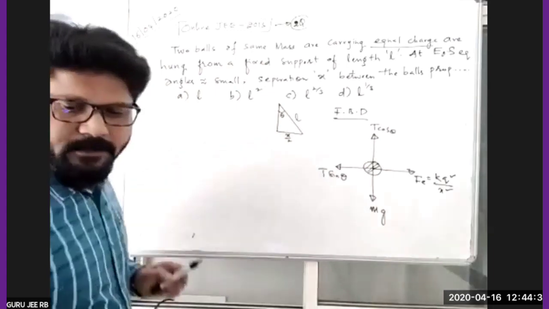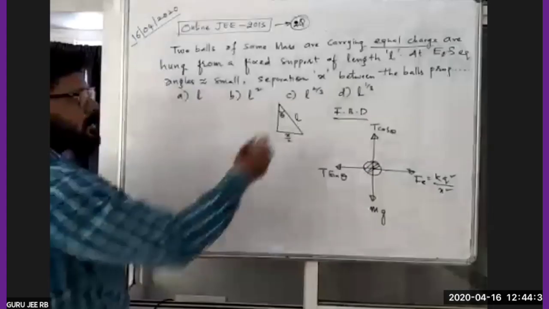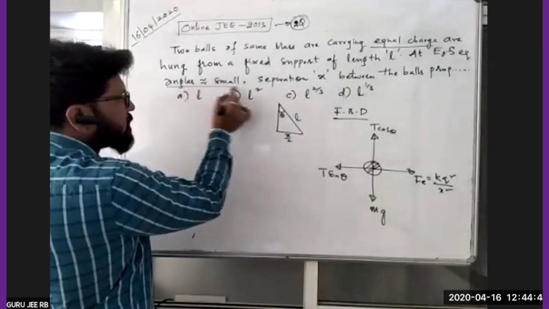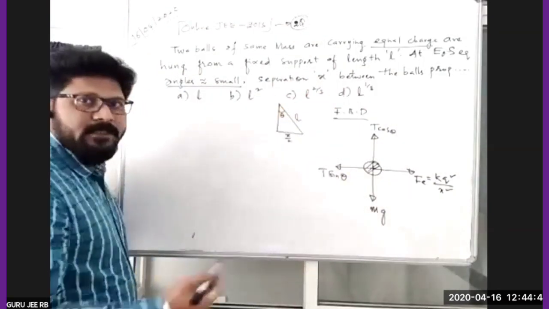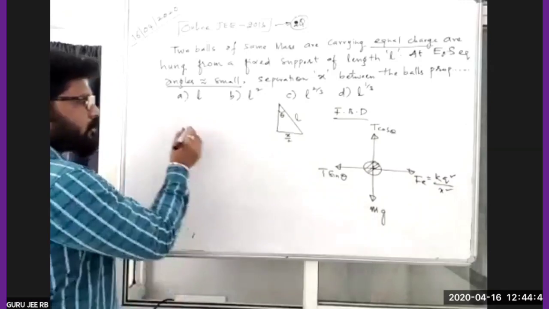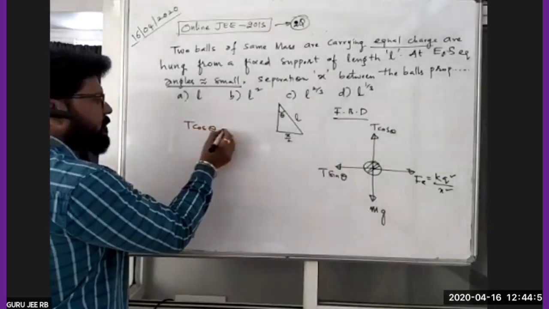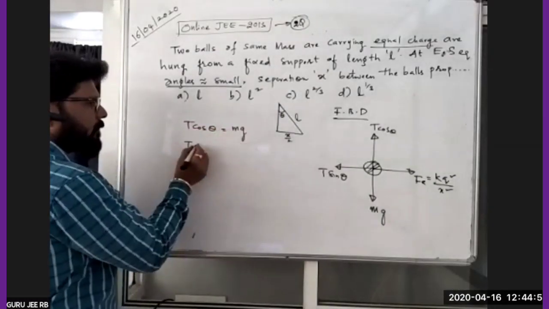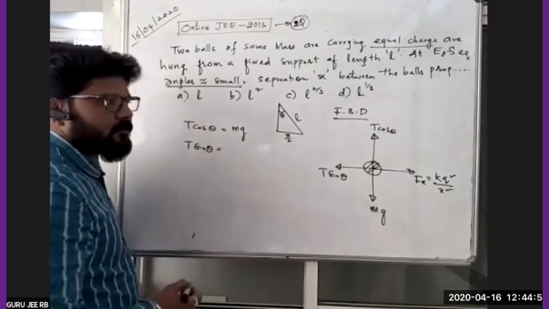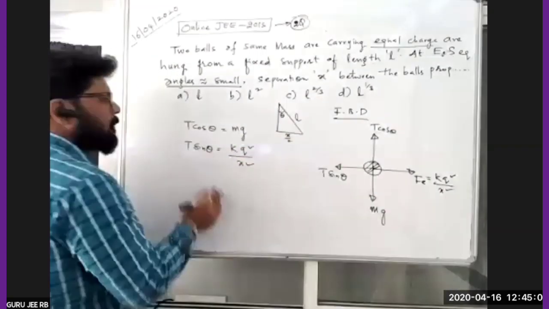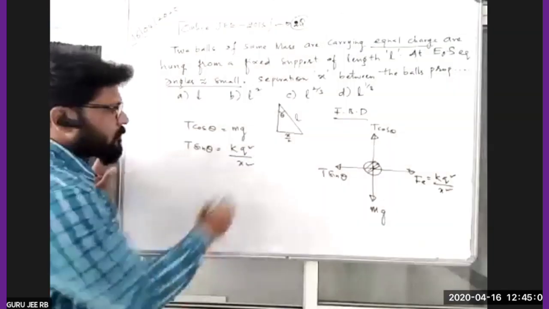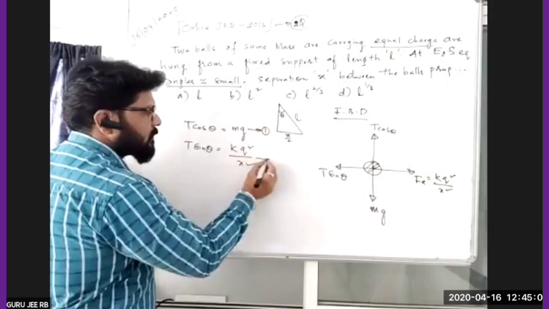So let me write what is balancing. He is asking, at equilibrium, the angle is small. See, he has given very clearly the angles are small. Separation x is proportional to what? We want to find how much it is proportional. So here T cos theta balances mg, and T sin theta balances k q square by x square. This is equation number 1. This is equation number 2.